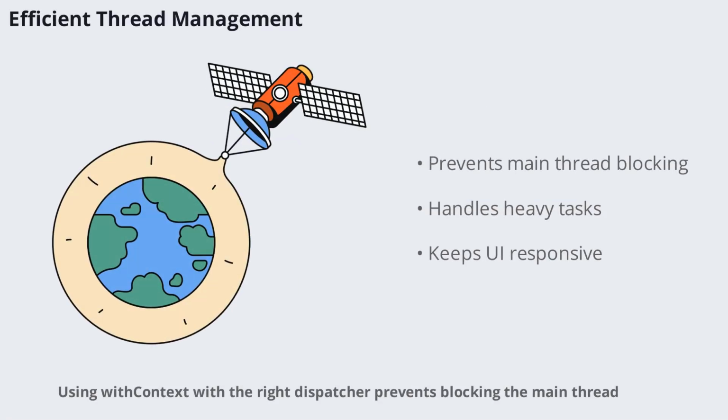Using withContext with the right dispatcher prevents blocking the main thread, which is crucial for smooth application performance. You can shift heavy or long-running tasks to background threads, ensuring that your UI remains responsive and your app can handle multiple operations at once.